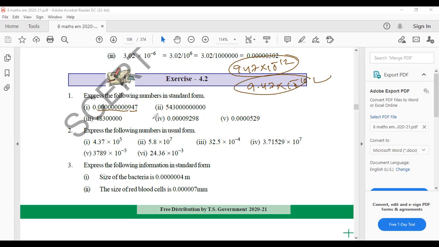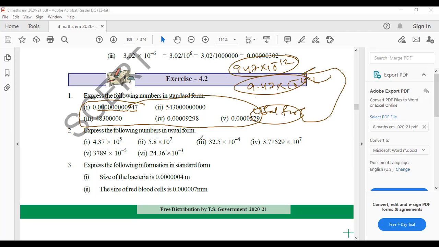Because if you take it here, only 10 digits are there. You can take it out. So these are the usual forms. These are all the usual forms. We have converted them into a standard form. Clear?